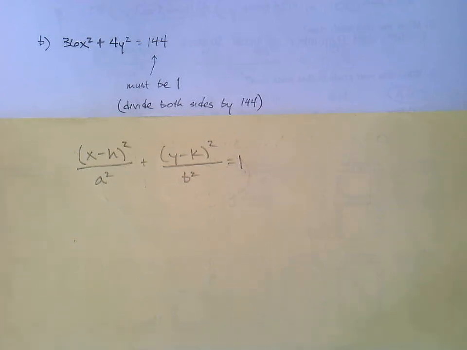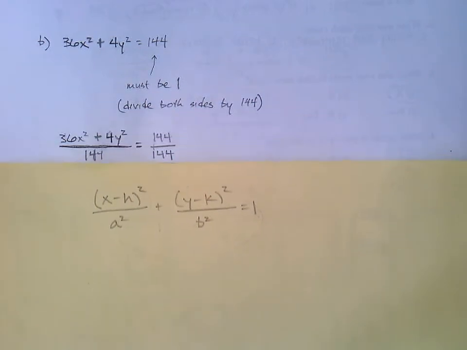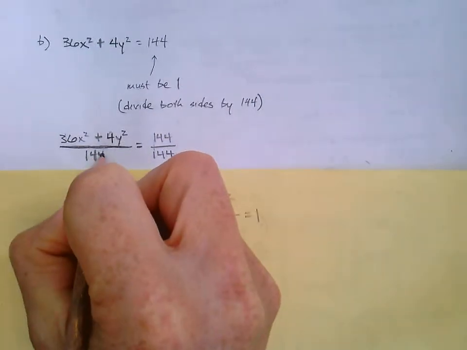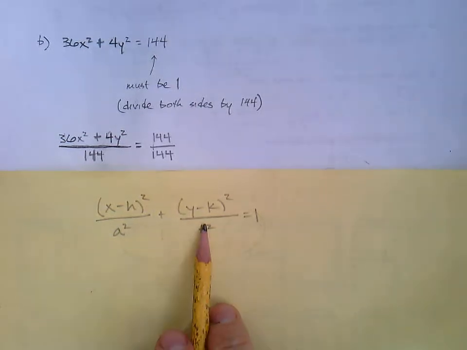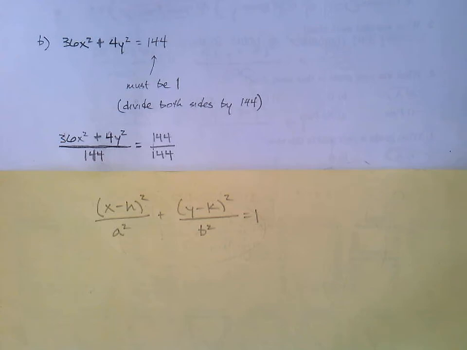Now, what's the best way to change the 144 into a 1? Let's divide it by itself. Let's divide it by 144. Of course, if we divide the right side by 144, we have to do the same thing to the left side. So we're going to divide both sides by 144. And then we're going to sort of play around with the left side, and eventually we're going to get it to look like this after a couple more steps. Okay, so we're dividing both sides by 144.